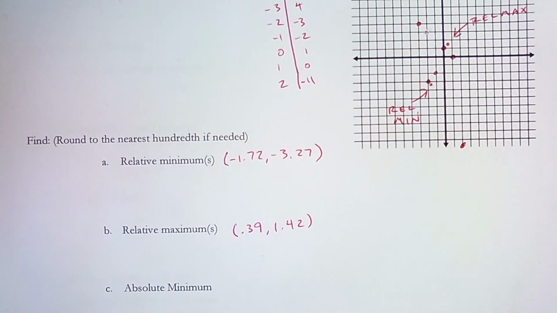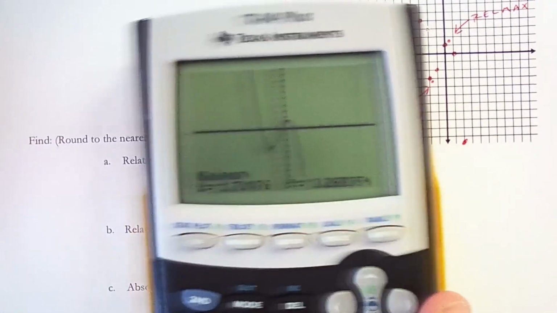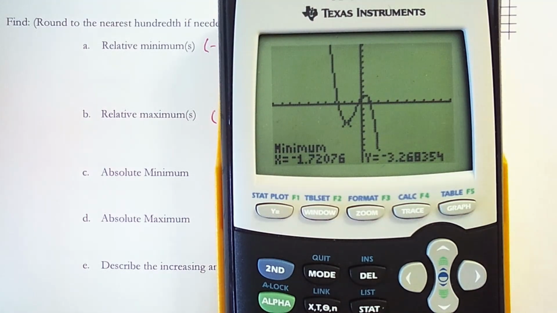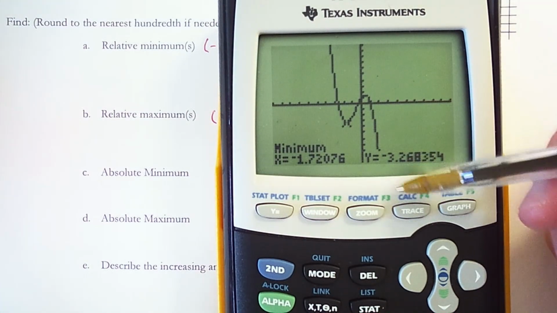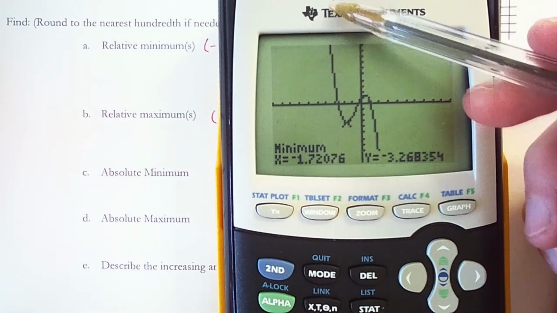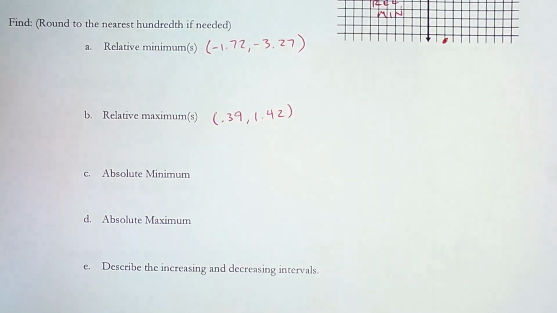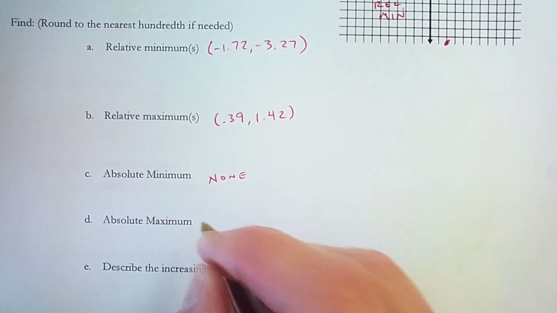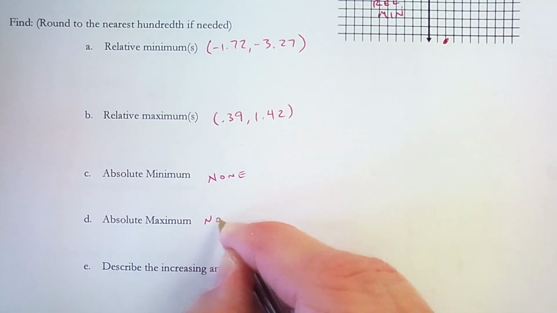Okay. So now we might as well just take care of the absolute minimum and maximum. This graph goes down forever. There is no absolute minimum. And it goes up forever. There is no absolute maximum. So for absolute minimum, there is none. For an absolute maximum, there is none.